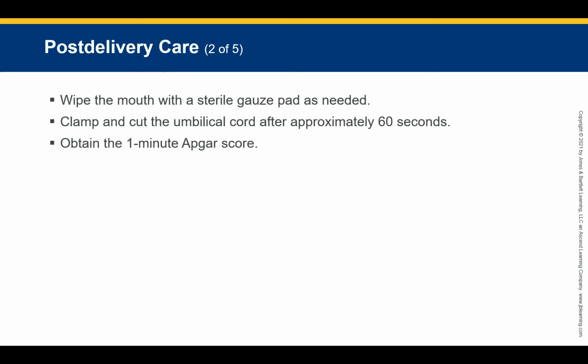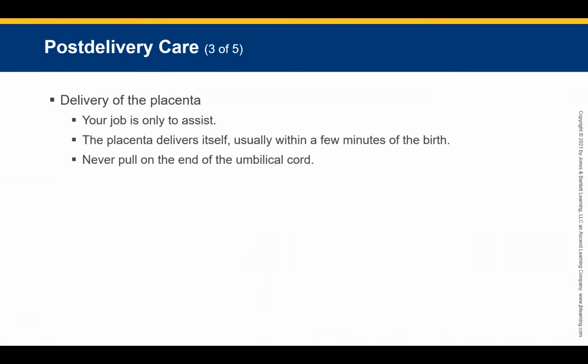Clamp and cut the umbilical cord after approximately 60 seconds and obtain a 1-minute Apgar score. The placenta delivers itself usually within a few minutes, although it may take as long as up to 30 minutes. You see on your screen right there, never pull on the end of the umbilical cord, because what that's potentially doing is creating an unintentional tear of the skin on the inside as you're trying to pull that placenta out. I will tell you though, once you clamp it and cut it between the two clamps, never let go of the placenta towards the female side. The other side will be cut and delivered towards the fetus side.